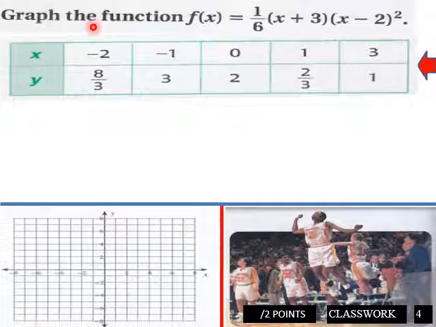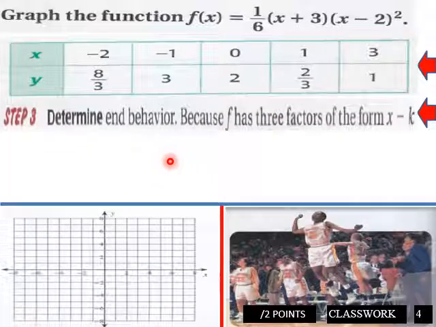And then we come up with a table here for input. You can either get it from a calculator or you can do it manually here. When x equals negative 2, y equals 8 over 3, which would be right about here, etc. So you get your plot there.